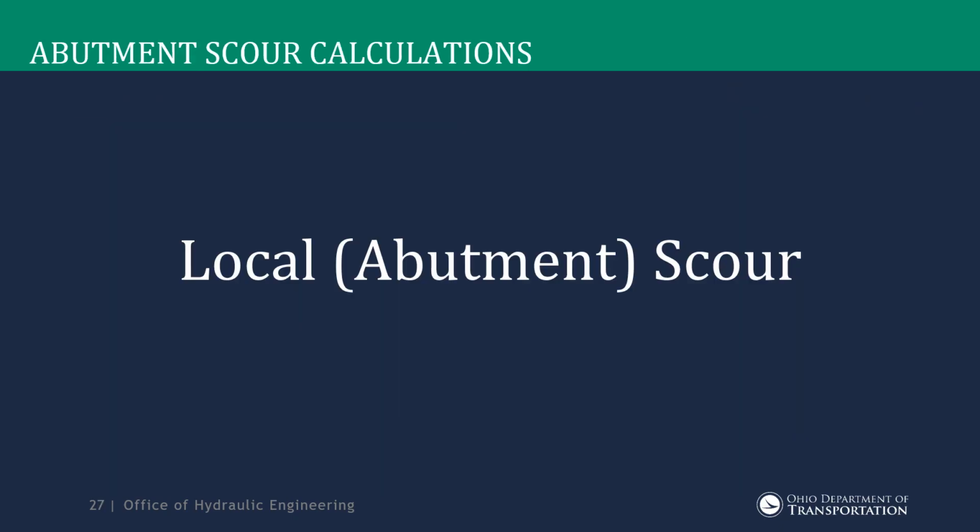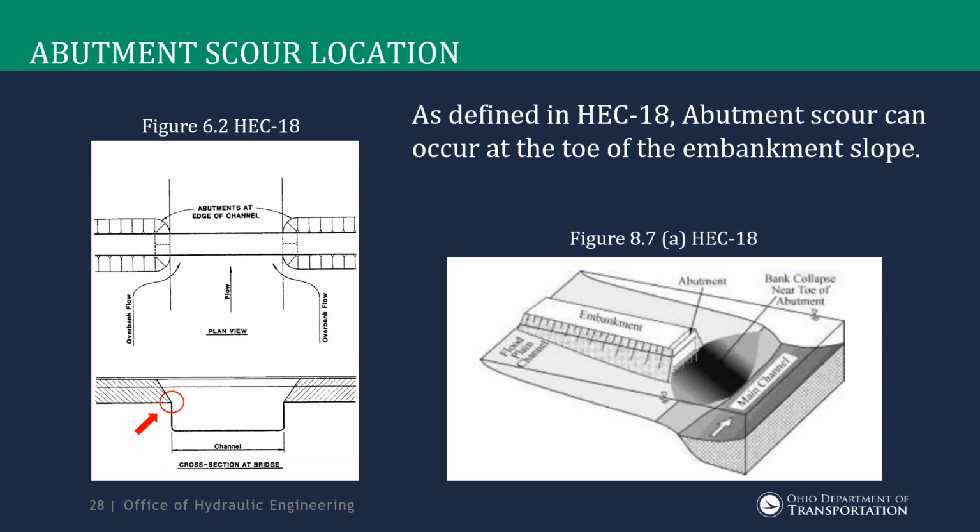Now we're going to do abutment scour. A hard part to figure out sometimes is where the abutment scour is happening. On a spill-through type abutment, it's happening at the toe of slope where the embankment intersects with the floodplain, as we can see in the image on the left. And then the image on the right shows you where that would happen and what would happen.